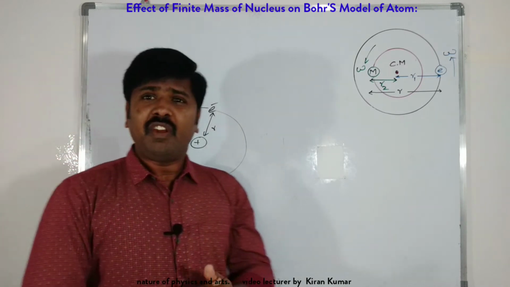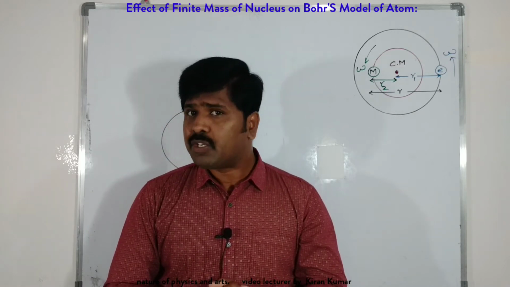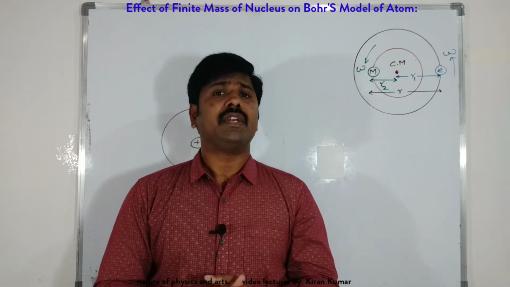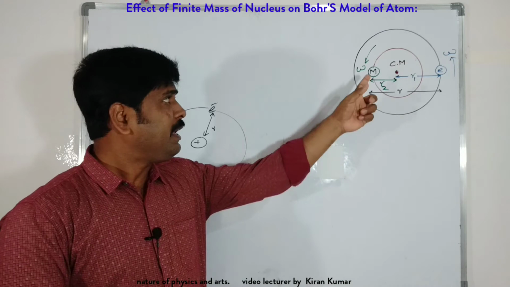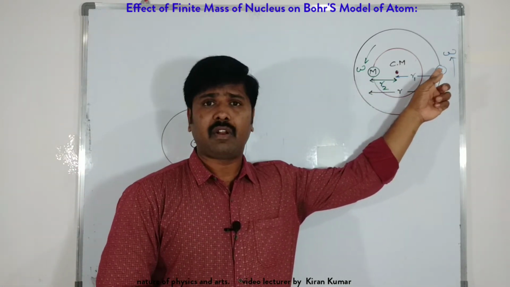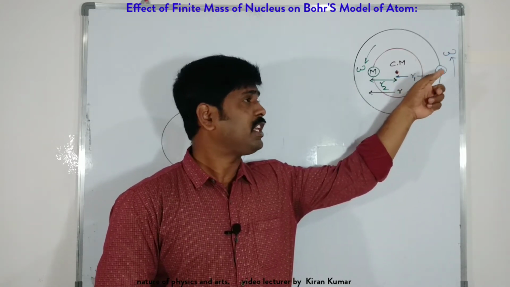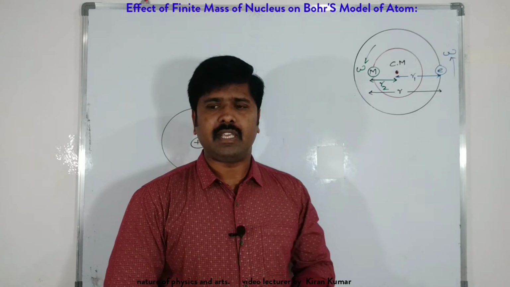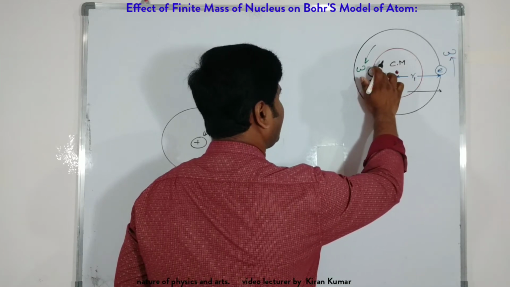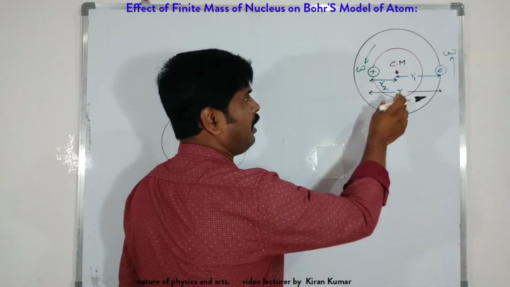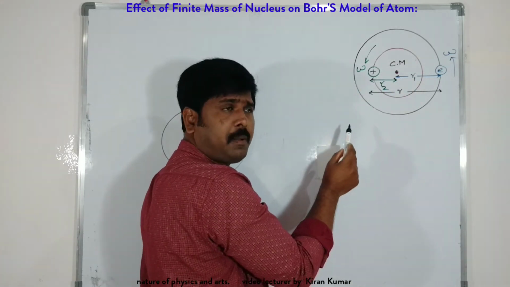But in fact the nucleus is not infinitely massive. We are considering the finite mass of the nucleus. What will happen? The nucleus and the electron both revolve about a common center of mass with the same angular velocity. See, this is the nucleus here, taken as positive charge. This is the center of mass of the nucleus and electron system.